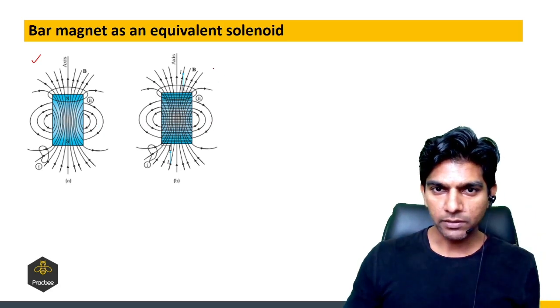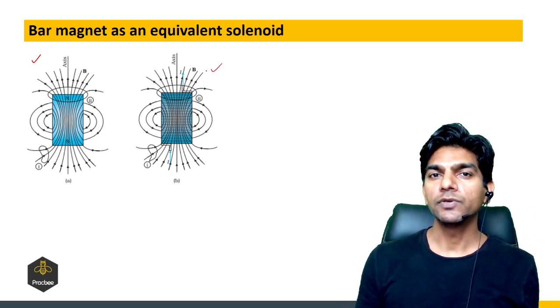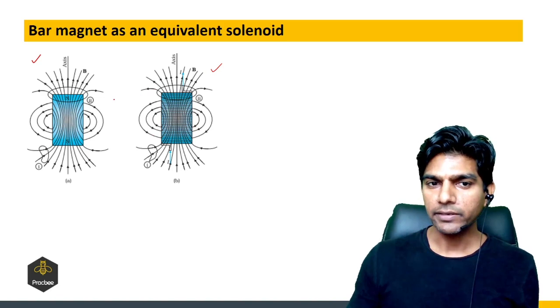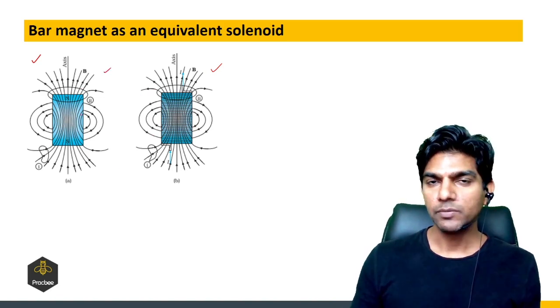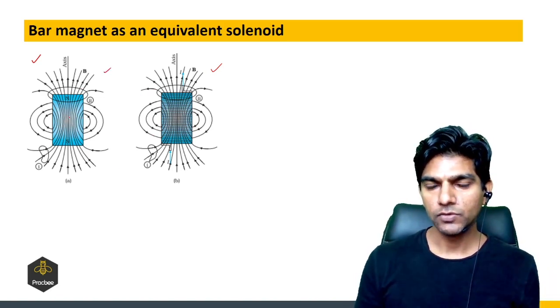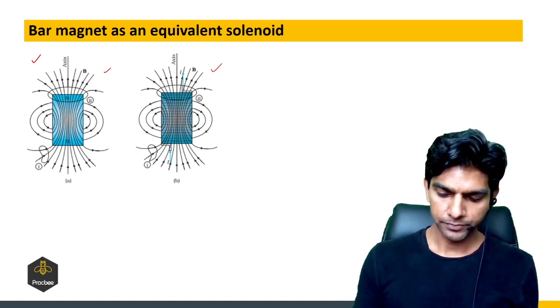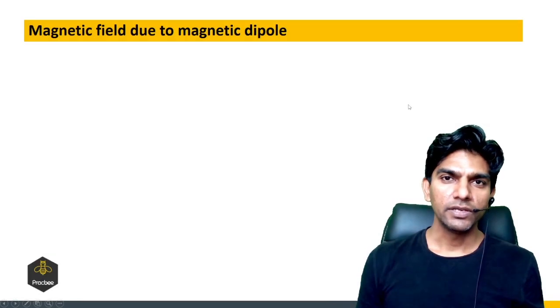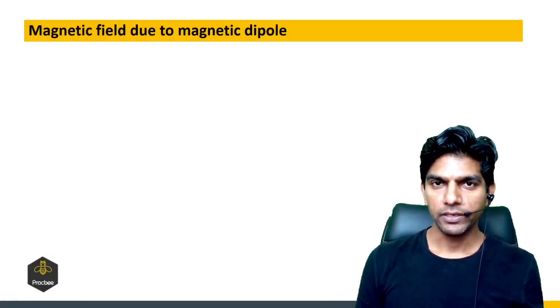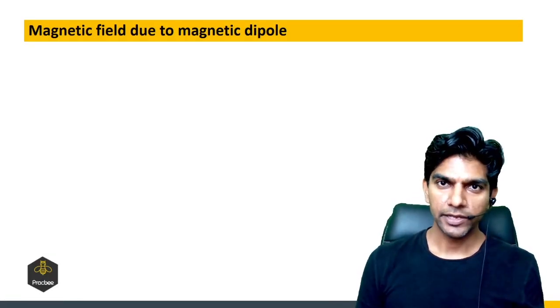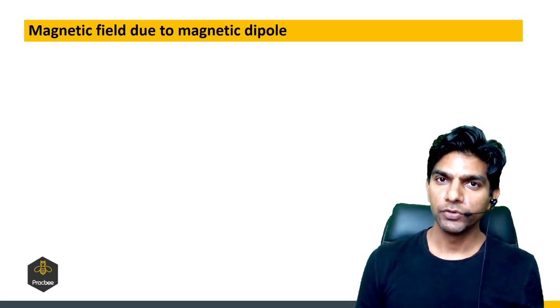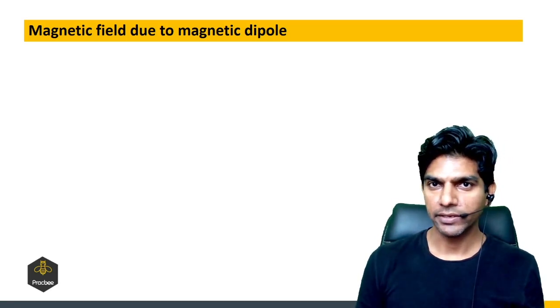And if you look at the field line pattern in case of a current carrying solenoid, the pattern is quite similar as the pattern of field line in bar magnet. So we can say a solenoid behaves like a bar magnet. So now let us see how we can find magnetic field at a point on the axis of the dipole and at a point on the equatorial plane of the magnetic dipole.